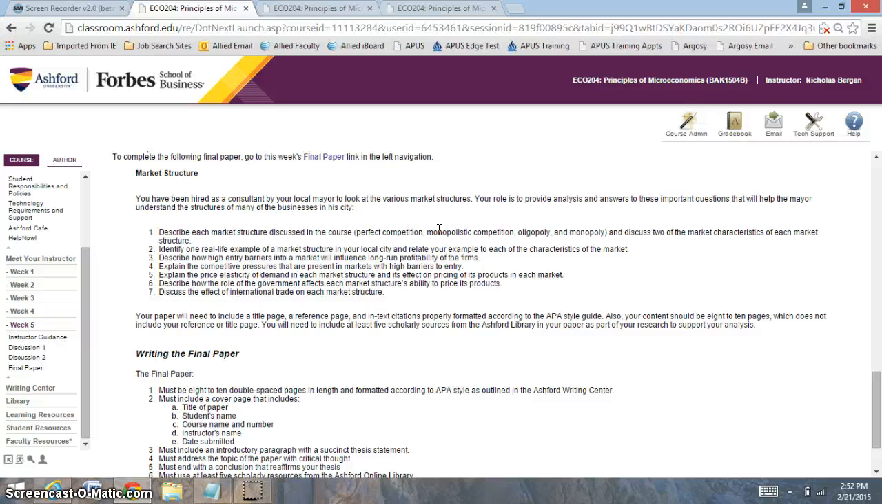Now, the market structure paper is going to be a paper that needs to be 8 to 10 pages of content, needs to be in APA formatting. With your APA formatting, I'm grading on if you have a running header, title page, in-text citation, and references. Now, what you're doing is you're answering these 7 questions. What I recommend doing with your paper is focusing on examples and relating to the market characteristics.